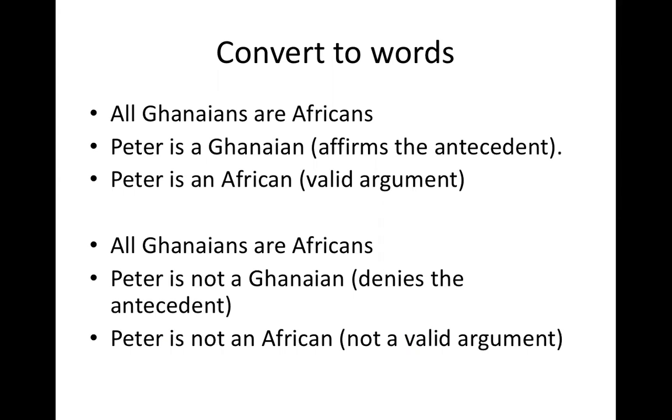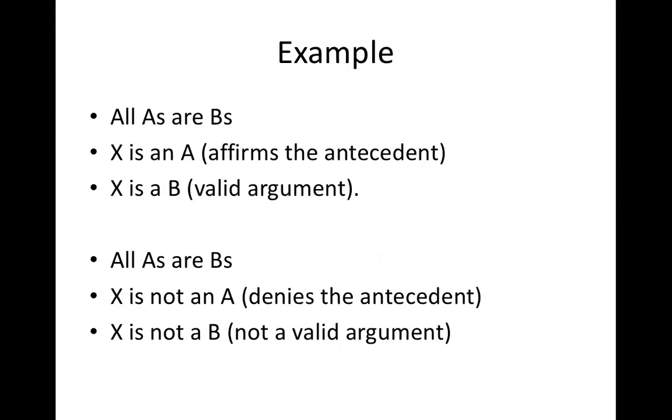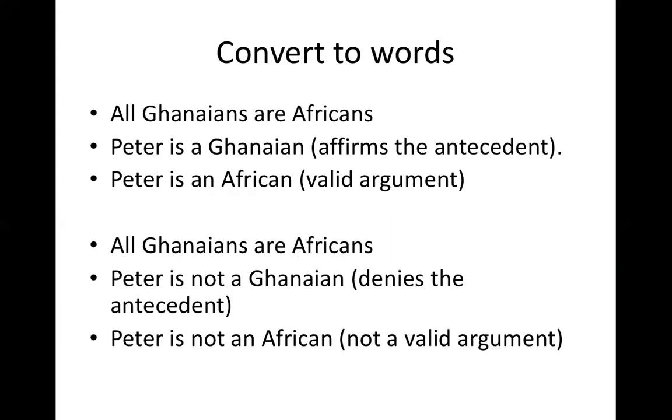Now let's do the opposite. Let's try to deny the antecedent. All Ghanaians are Africans. Peter is not a Ghanaian. But let's begin with the symbols. All A's are B's. X is not an A, which denies the antecedent. Therefore, X is not a B. We said it's not a valid argument. Now let's look at it in words. All Ghanaians are Africans. Peter is not a Ghanaian. That denies the antecedent. Therefore, Peter is not an African. We said it is not valid.